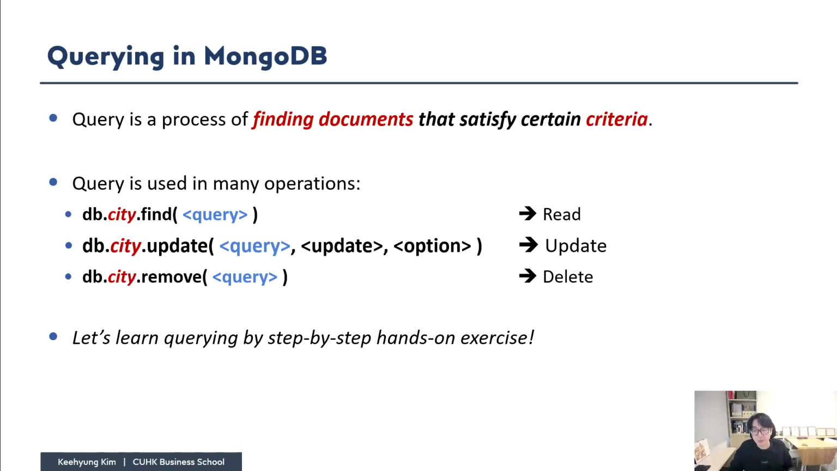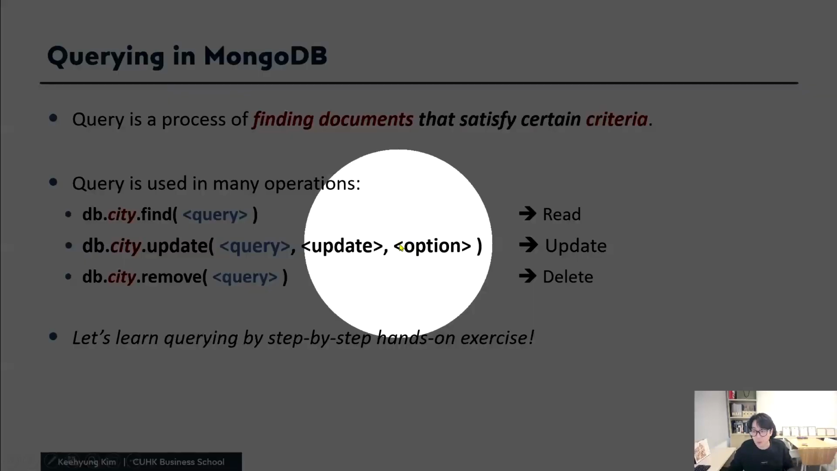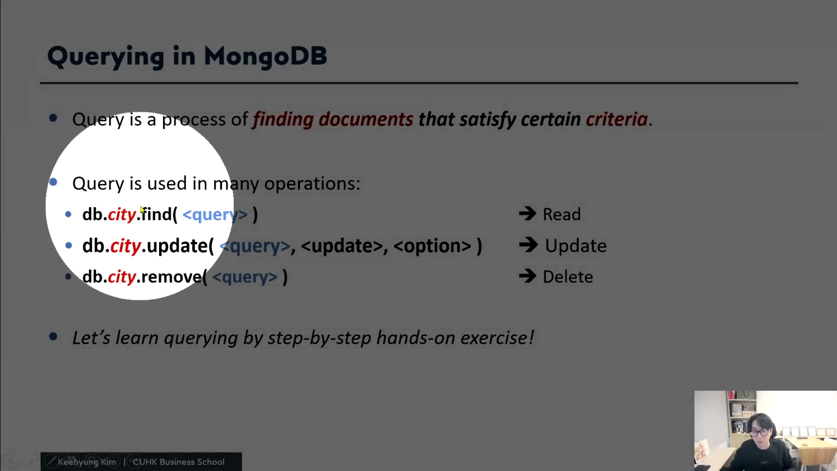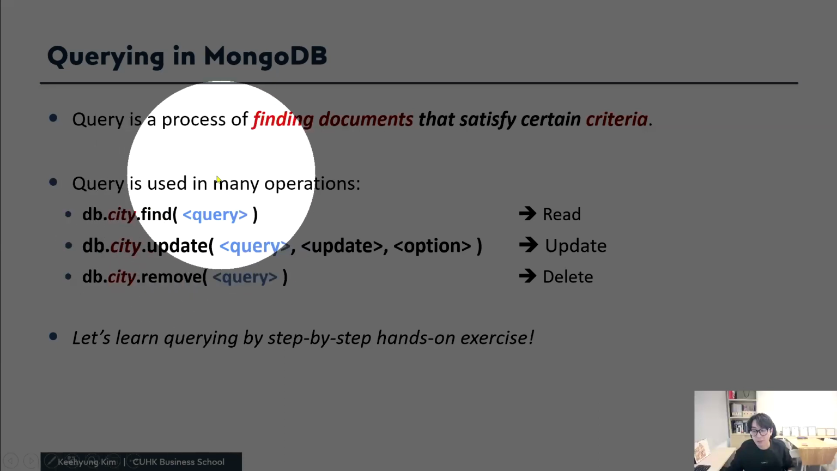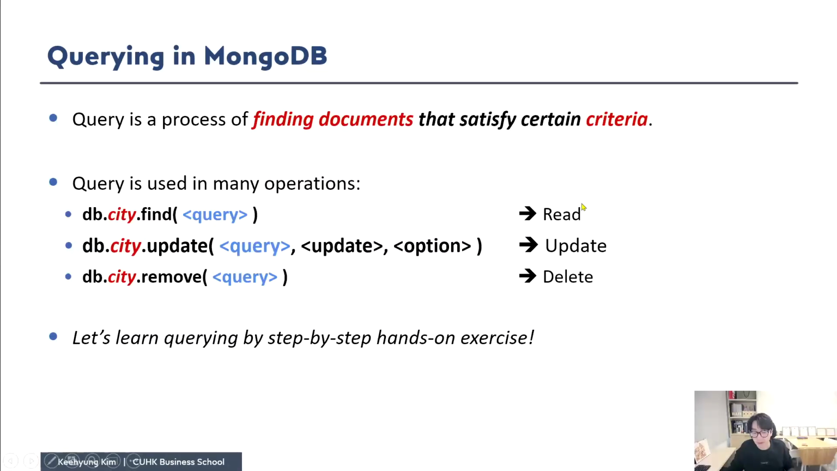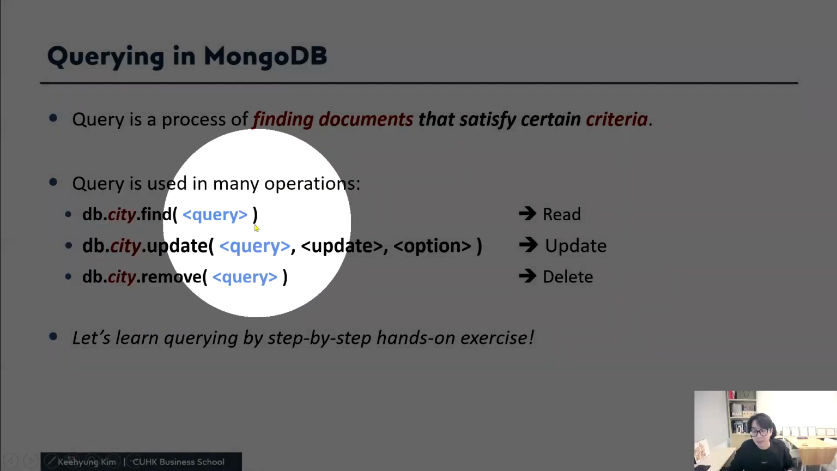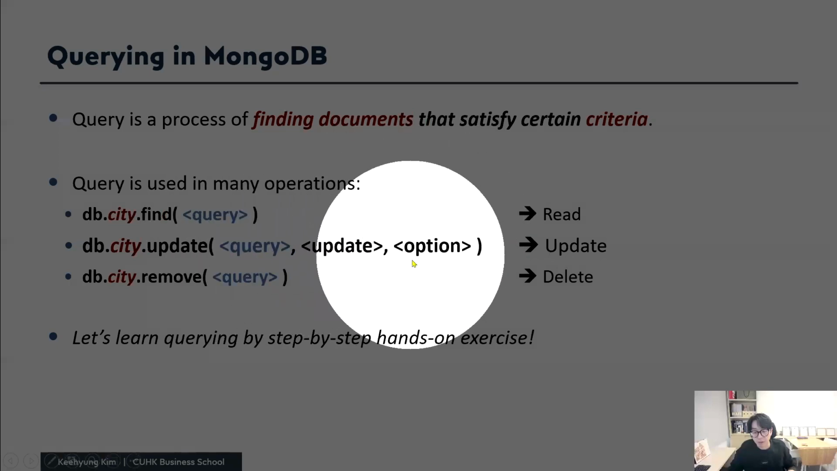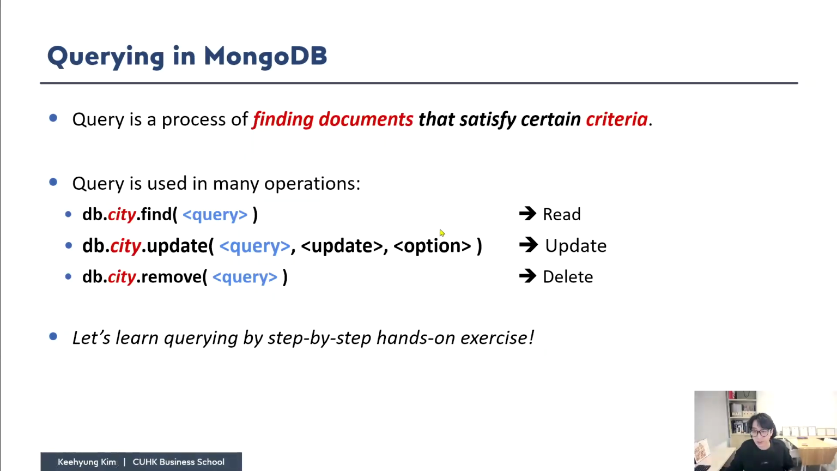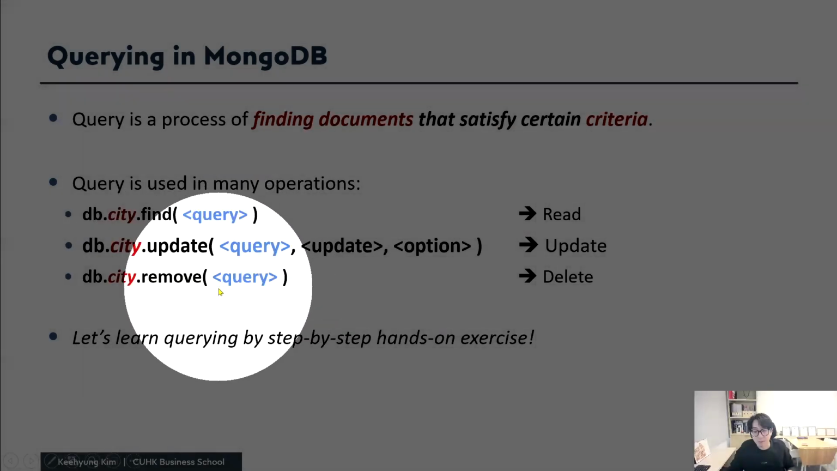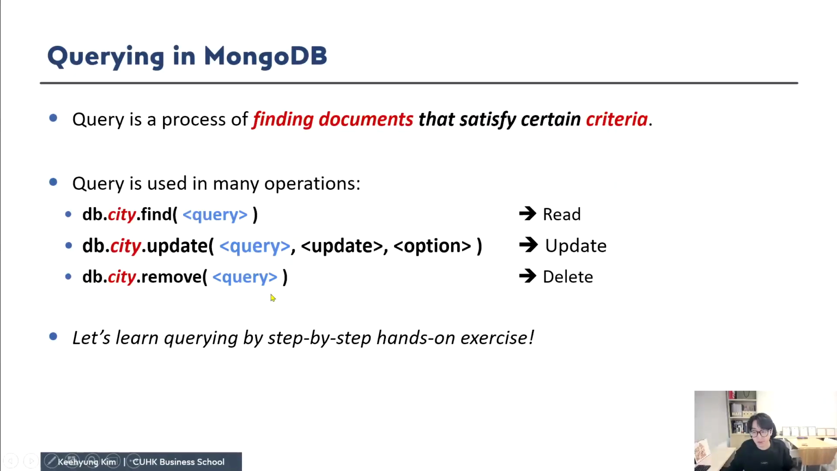And query is used in many different functions and operations in MongoDB. So for example, in the read operation, we have this find function. So we specify database dot collection name, which collection we want to find the documents from. And we specify the find function, and we specify query here to do read operation. Also for update operation, we use query. We specify query in update function. And here we use query, update rule, option rule like this. For delete, remove function, we also use query here so that all the documents that match with this query will be deleted from the collection like this.